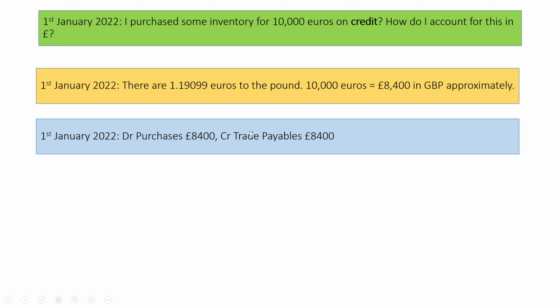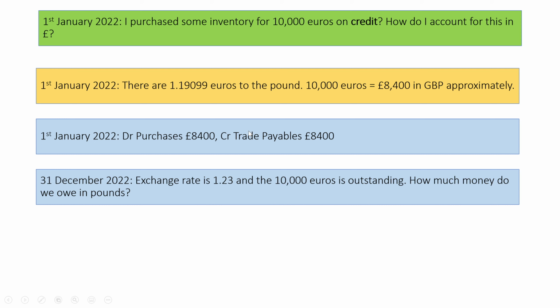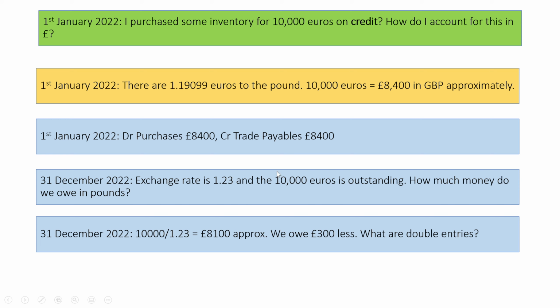Seems simple, right? Well, the year end comes around, and the exchange rate's moved, but the 10,000 euros is still outstanding. How much money do we actually owe in pounds? Well, that's going to be given by the 10,000 euros divided by 1.23, and that's going to give us 8,100 pounds. What does this mean? Well, it means that we owe 300 pound less. So our trade payables has gone down by 300 pounds.